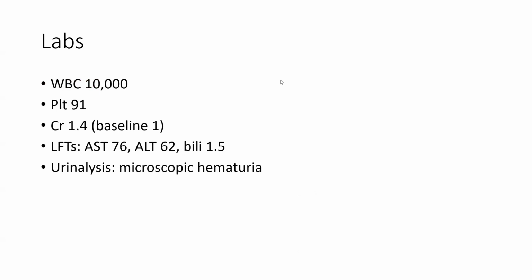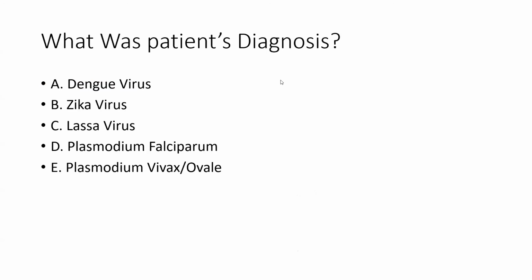Labs demonstrated a white blood cell count of 10,000. Platelets were a little bit low at 91. Creatinine was a little bit up at 1.4, baseline of 1. AST was 76, ALT was 62, so mildly elevated. Bili was a little high too at 1.5. And then on UA, he had microscopic hematuria. So what do you think his diagnosis was?